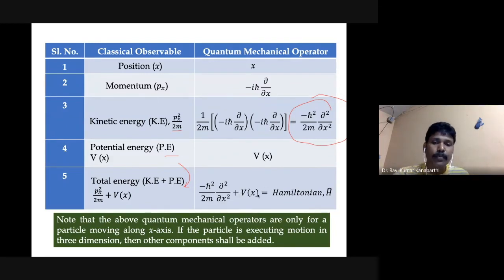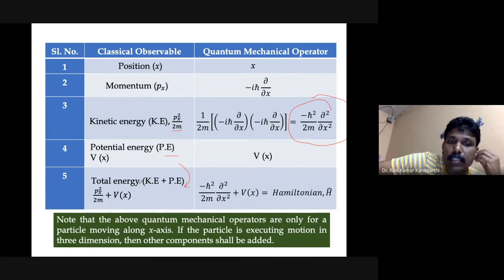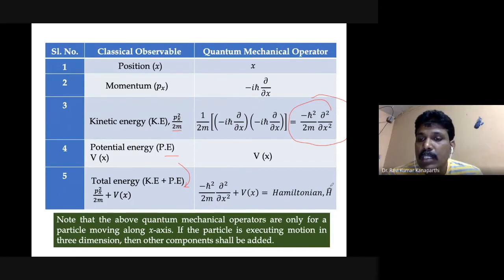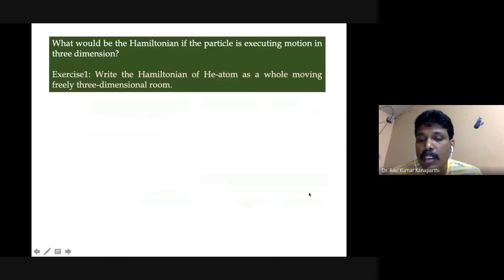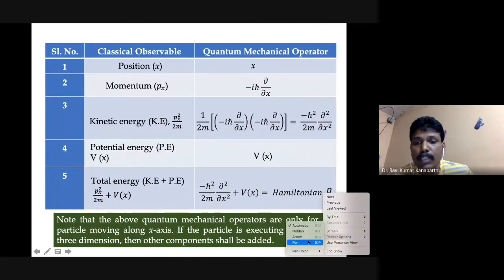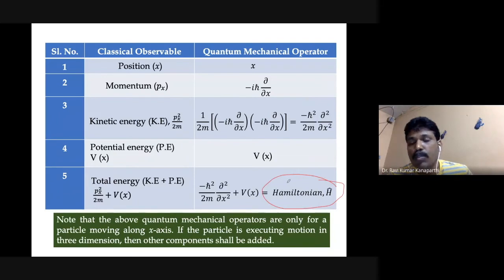Now, this particular thing, kinetic energy plus potential energy, is nothing but the total energy. The total energy operator in quantum mechanics has a special name, and the special name is basically Hamiltonian. It is called a Hamiltonian, and its conventional notation is H, with a hat on top of it.